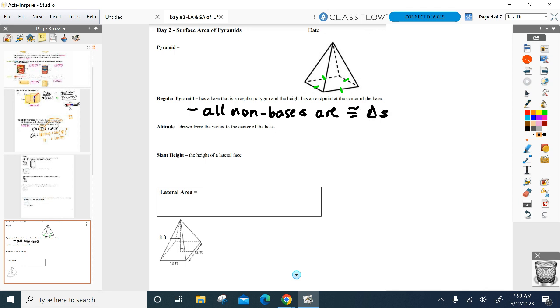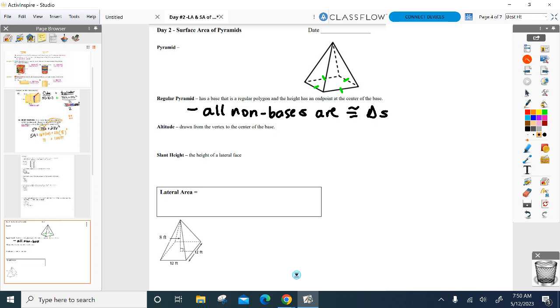Those triangles are all congruent all the time, because it's a regular pyramid. The base is regular, which means all sides are equal, and the remaining triangles are all congruent as well. So what am I trying to tell you? You find the area of one of the triangles, you know the area of all of them.